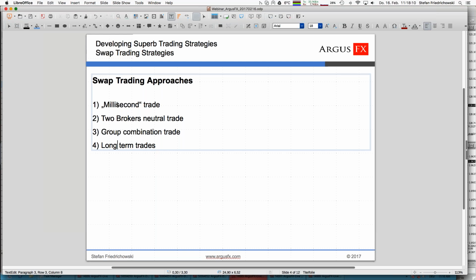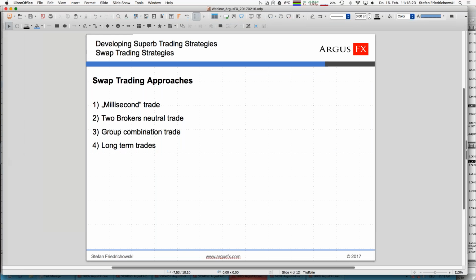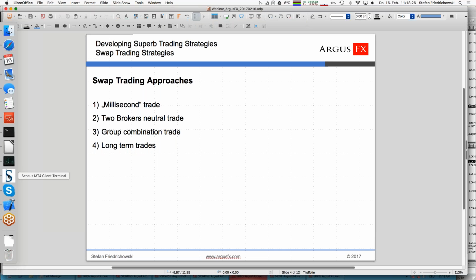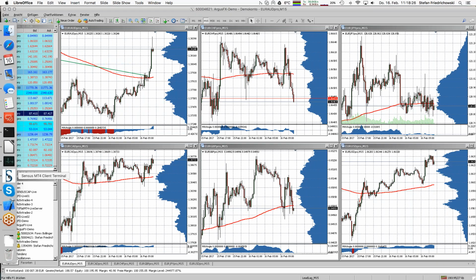And the final approach to mention here is what I call the long-term trade. I will already show you what triggers me to that kind of trade. And by the way, that is the trigger why I look at all those things here.